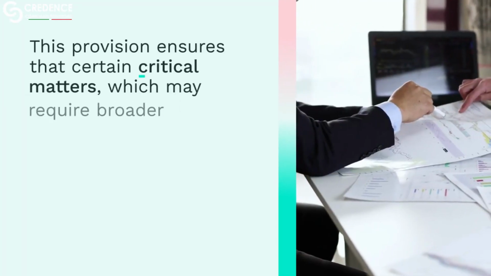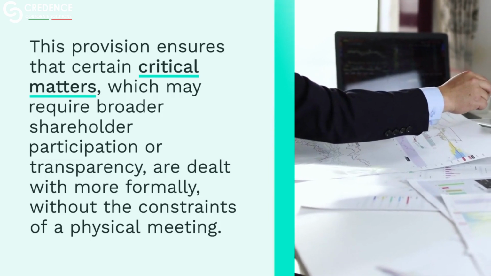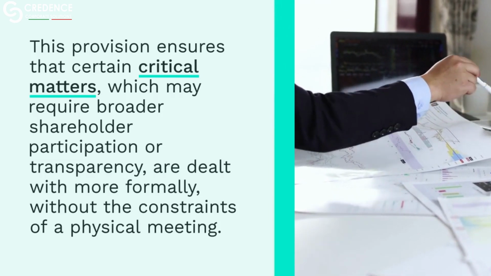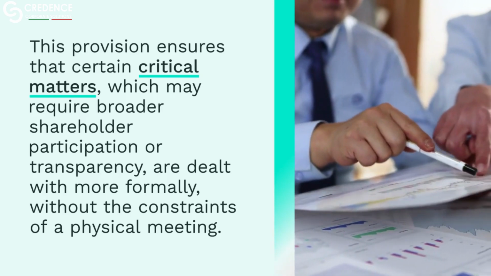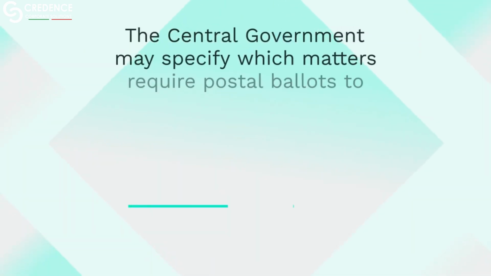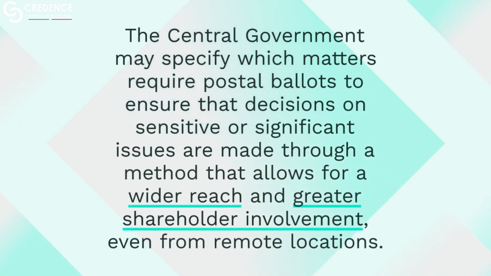This provision ensures that certain critical matters, which may require broader shareholder participation or transparency, are dealt with more formally, without the constraints of a physical meeting. The central government may specify which matters require postal ballots to ensure that decisions on sensitive or significant issues are made through a method that allows for a wider reach and greater shareholder involvement, even from remote locations.